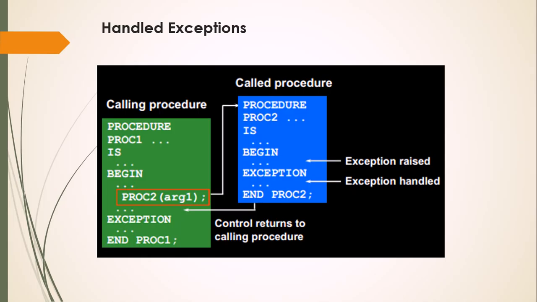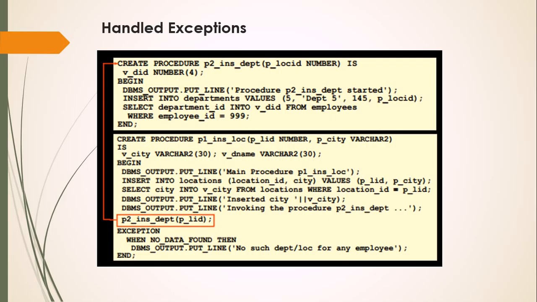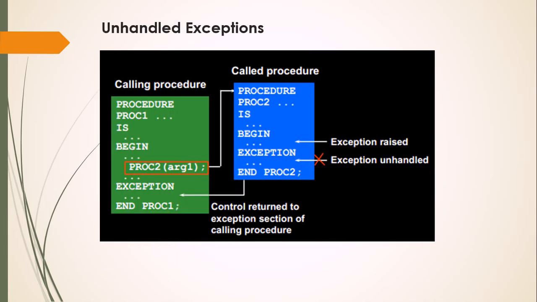Handled exception. Calling procedure: procedure 1 is begin procedure 2 argument 1 exception end procedure 1. Then the called procedure: procedure 2 is begin exception end procedure 2. Procedure 2 is called by procedure 1, and control returns to the calling procedure. This is an example of a handled exception that I have explained before.